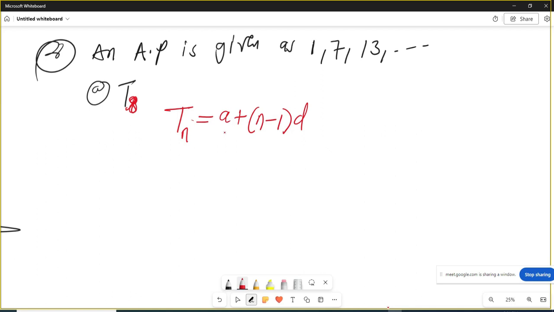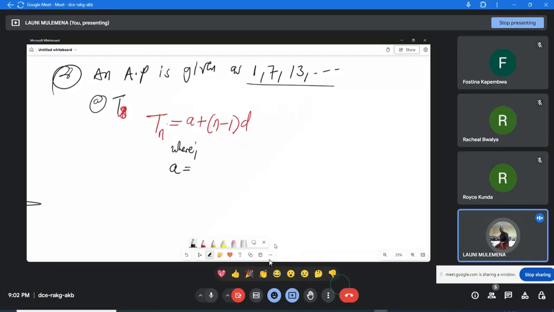So where A is the first term. Okay? A is the first term. So where do you get the first term? You go to the sequence given. First term simply means the first number or the first entry in the sequence. Okay? So if A is the first term or the first number, who can tell me the value of A? Rachel, what's the value of A in this case?